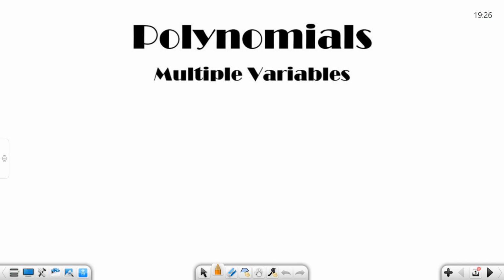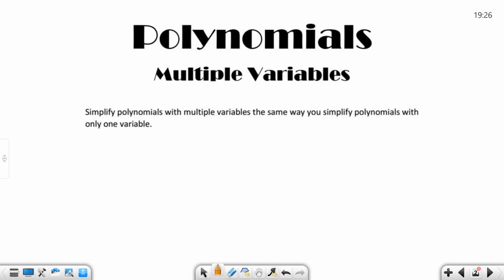Polynomials with multiple variables within the same problem. So not just x or not just y, but maybe x and y in the same problem, or c and d, or m and n, or something like that. Simplify polynomials with multiple variables the same way you simplify polynomials with only one variable. You just need to make sure they're like terms.